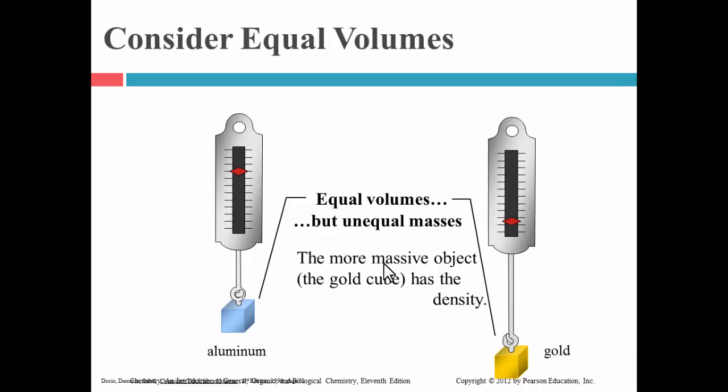When we're thinking about density, I want to go through two thought exercises. First, consider two objects of equal volume but unequal mass. For example, a cube of aluminum and a cube of gold. Here they have equal volumes. They take up the same amount of space, but one weighs more. The gold has a greater mass. So the more massive object, the one that has more mass, that is heavier, is the one with the greater density, even though they have the same volume.